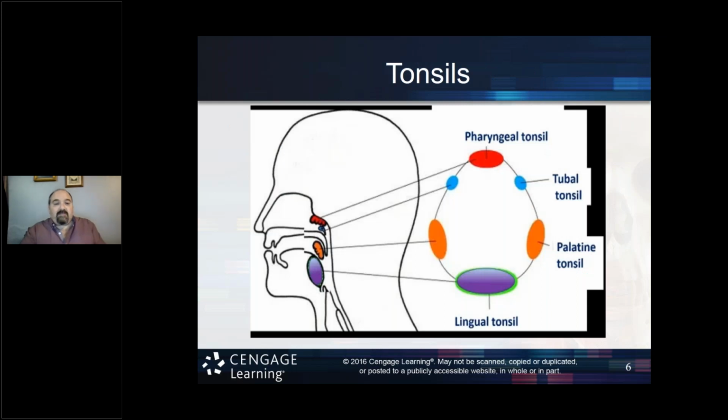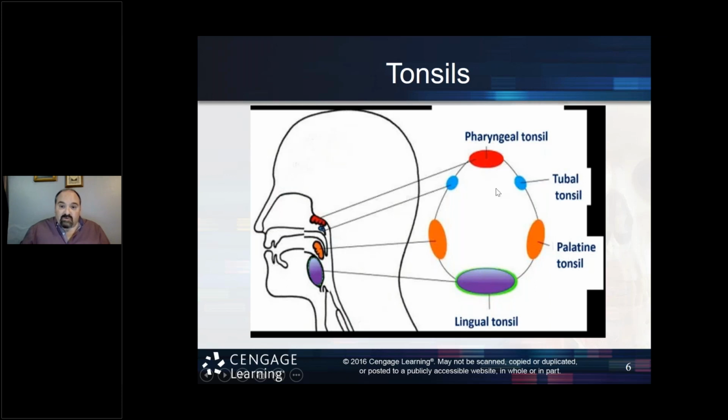And here we have an example of the ring of protection that your tonsils provide for your body against anything entering the oral and nasal cavity, and then entering the digestive and respiratory tracts. You'll see here the pharyngeal tonsil. Patients who are not medically inclined call this the adenoids. They'll say, oh, I had my adenoids removed, or even the physician will say, we're going to remove your adenoids. This is the pharyngeal tonsil.